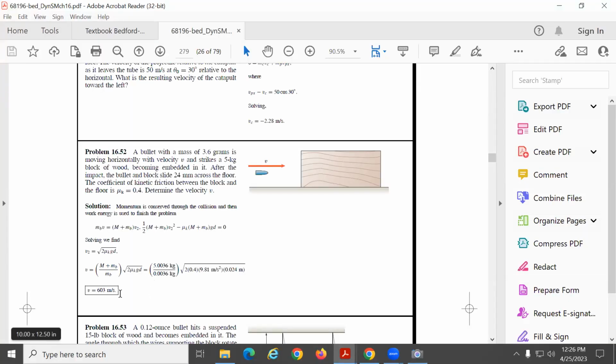Okay. Yeah, I don't like this problem, okay? Because it mixes two principles, okay?